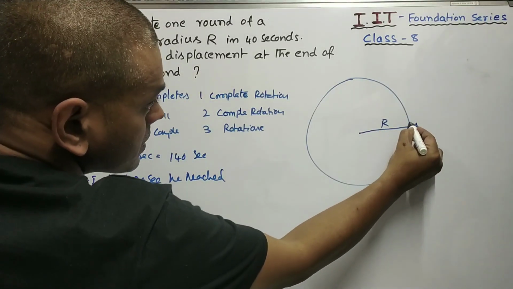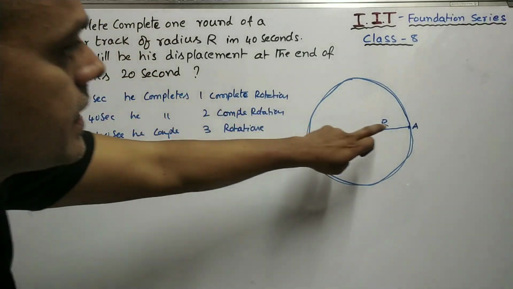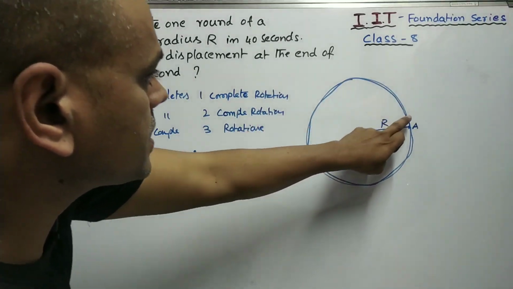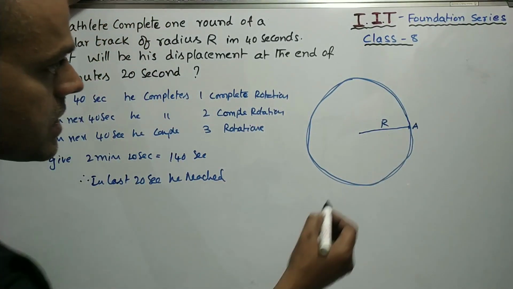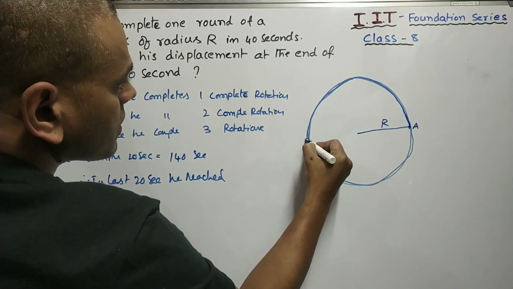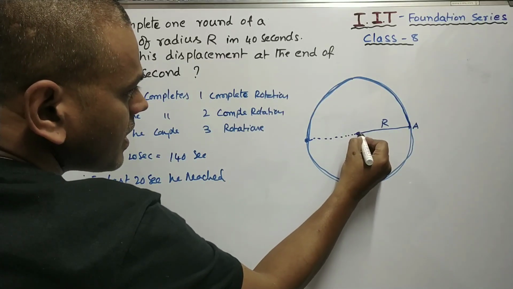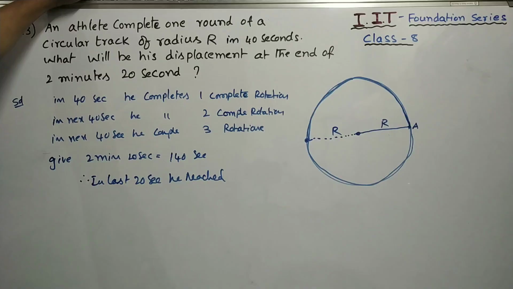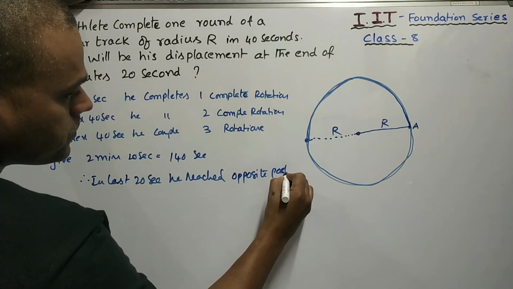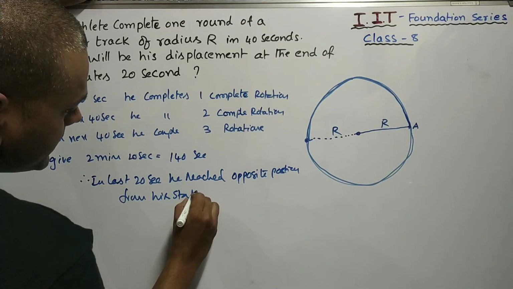That means in the first rotation, he reaches the same point. The second one also completes and again reaches the same starting point. After 3 rotations, the same point in 120 seconds. But in the next 20 seconds, what happened? The person reaches exactly the opposite point of his starting point. That means this is r, this is also r. So in the next 20 seconds, he reached the opposite position from his starting point.